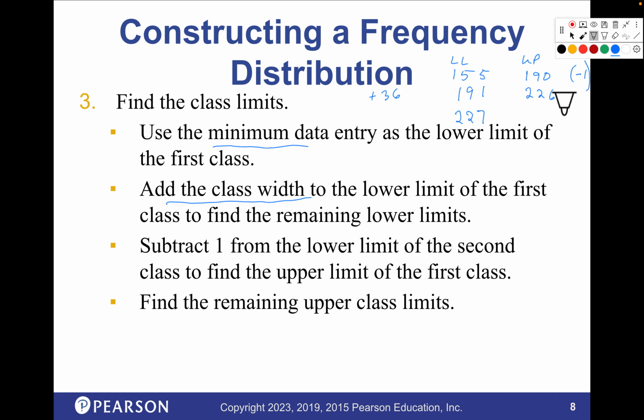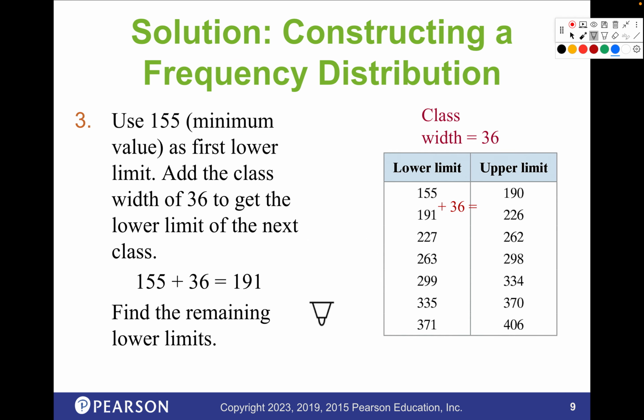Okay, so we go ahead and build the table that way. You actually calculate the lower limits. To get the upper limit, you just subtract 1 from the next lower limit. Okay, and this is kind of a recipe. Find the remaining upper class limits. We're going to do that. But we'll see also, when we use Excel, we do this all with formulas. So as those change, we're fine.